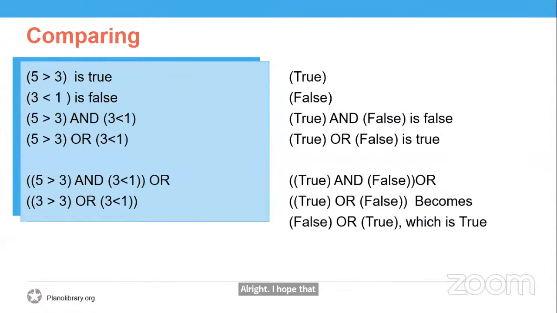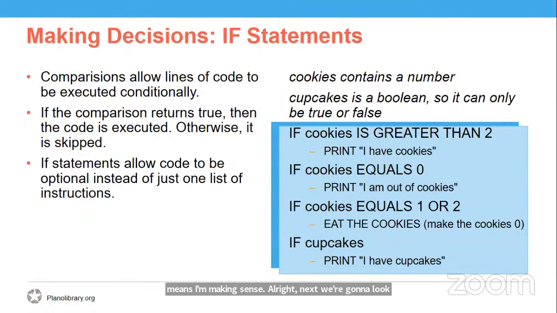All right. Next, we're going to look at making decisions. Because the computer is running through what to it is a list of instructions, it needs to have some sort of mechanism to make a decision. Comparisons, which we just looked at, allow lines of code to be executed conditionally by using an if statement.